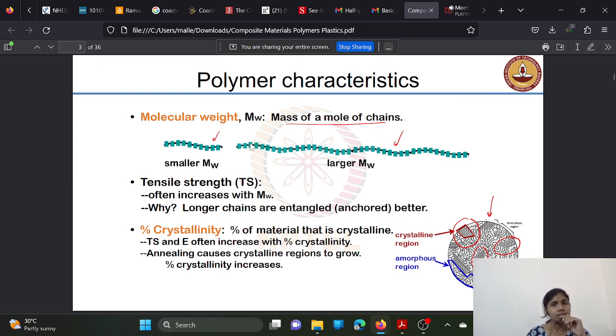Here, as the size of the chain is very small, the mass of the mole of chains will be less. So molecular weight will be smaller. And in case of larger chains, the mass of a mole of chains will be higher. So the molecular weight will be larger.